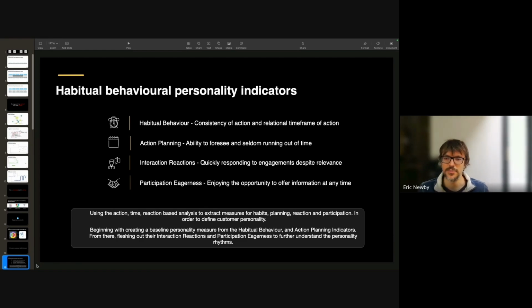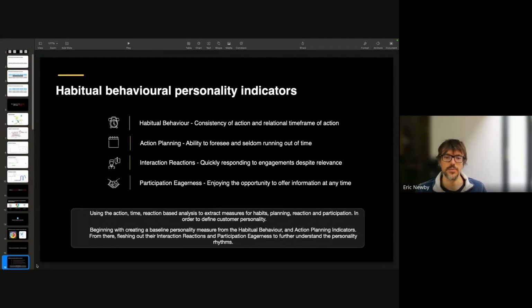Do you plan your time well? So, you do things regularly, but do you often get interrupted and have to leave and come back? How do you engage with reactions with us? How do you respond to new things and being offered information?